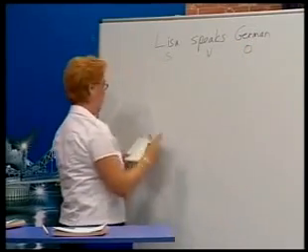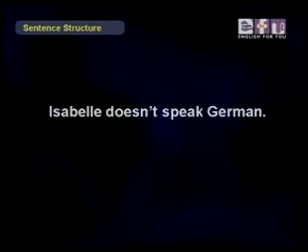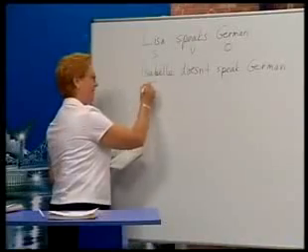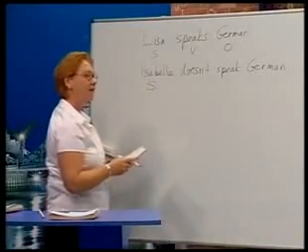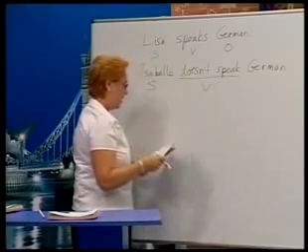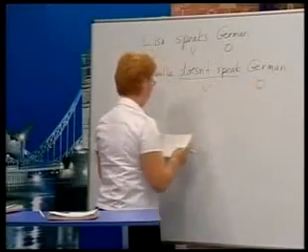Okay, here's another sentence. Isabel doesn't speak German. Okay, here we go. Isabel, what is the subject? Isabel. Okay, Ali, what's the verb? Doesn't speak. Yes, this is the verb, 2 words. And Lisa, what is German? The object. Yes, good. Okay, one more.